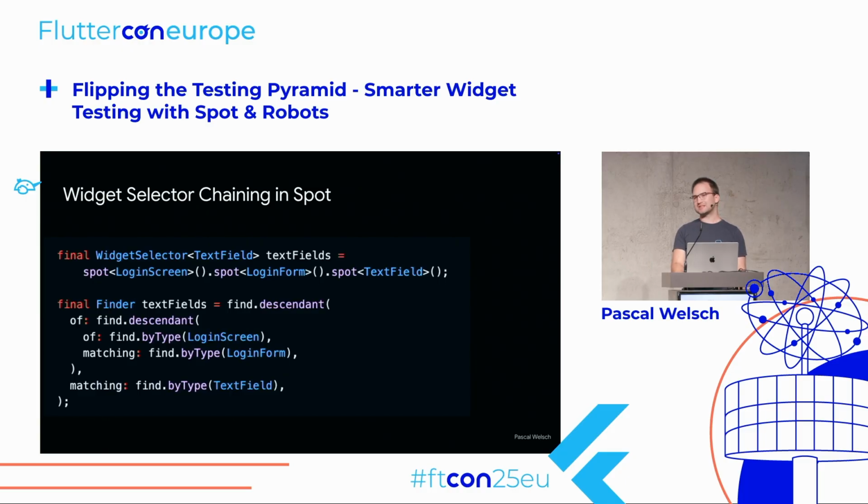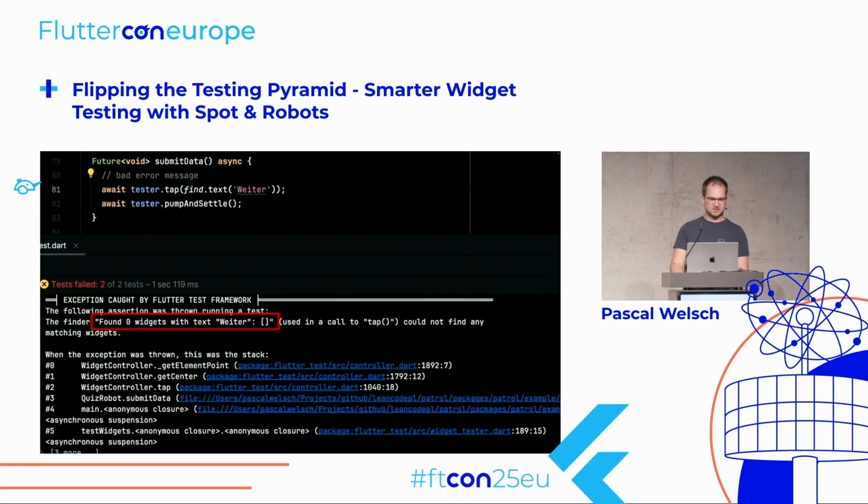So what happens if a test fails? Think about the last time you wrote a widget test and it failed on the CI. You probably see an error message like this: found 0 widgets with text "Weiter" in this case. Yeah, the text was not found, but it doesn't tell me what's actually on the screen. Why is it not found? Am I actually on the correct screen? Has the text changed? I don't know. I was pretty frustrated with that, so that's why I created Spot.